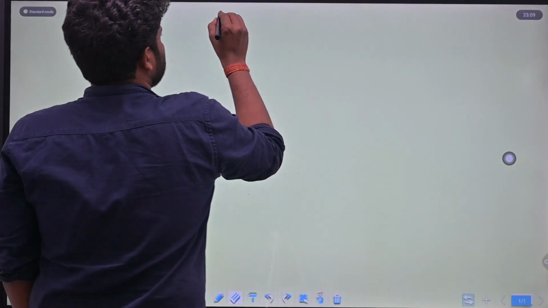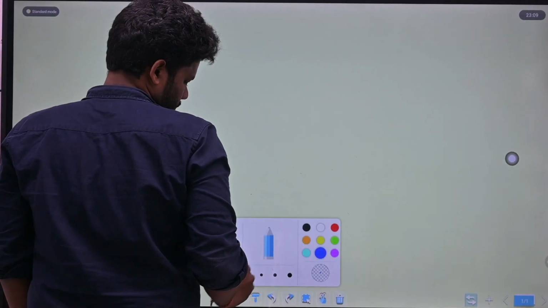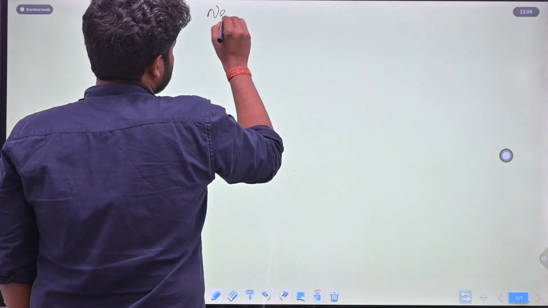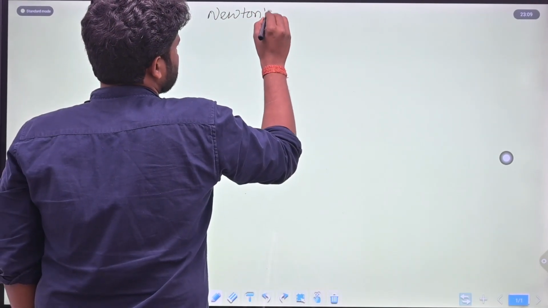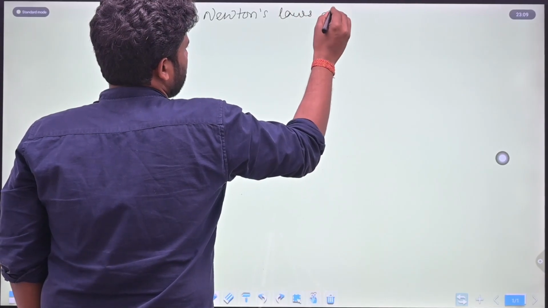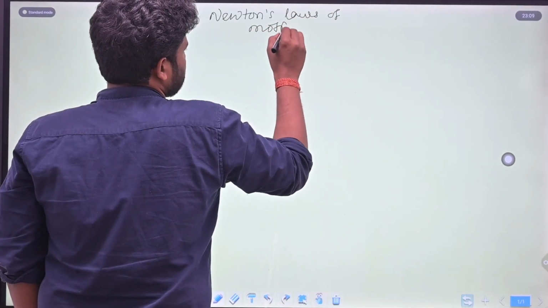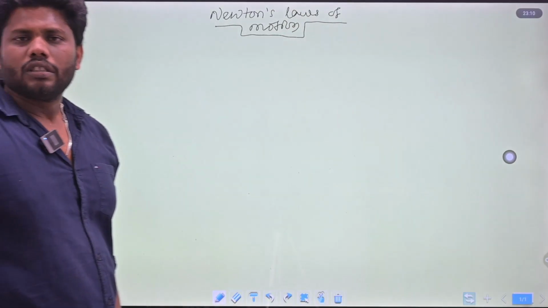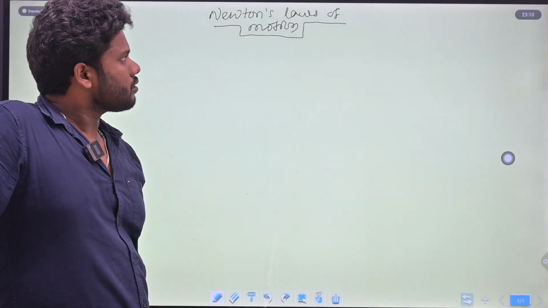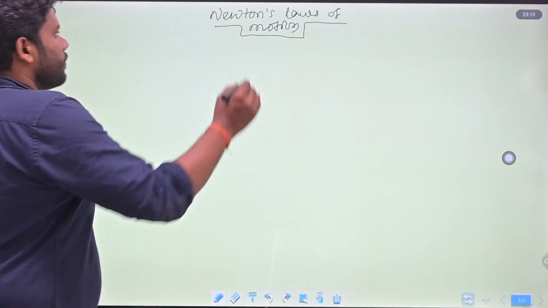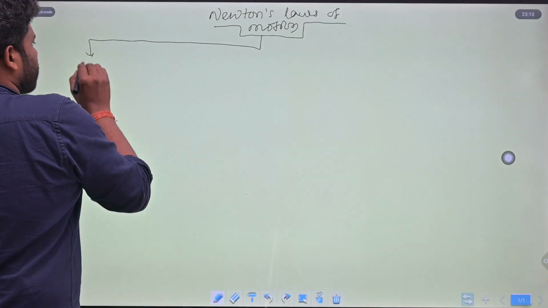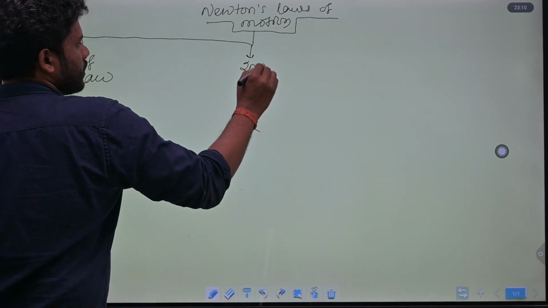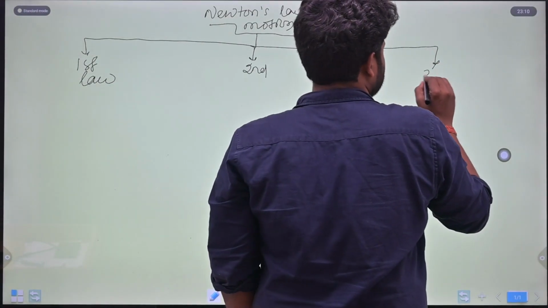So, Newton's laws of motion. Newton का तीनोटी नियम. There are three laws of motion given by Newton. First law of motion, second law of motion, third law of motion.